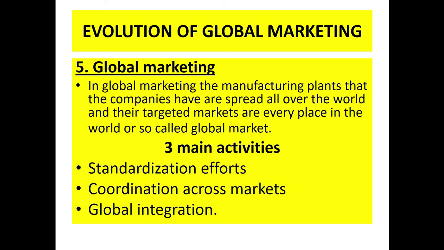And then finally, we have global marketing. So in global marketing, the manufacturing plants that the companies have are spread all over the world. Okay, and their targeted markets are every place in the world, or the so-called global market. So there are three main activities: standardization, coordination, and of course, global integration.